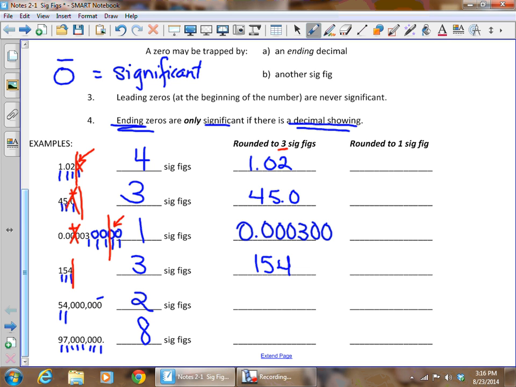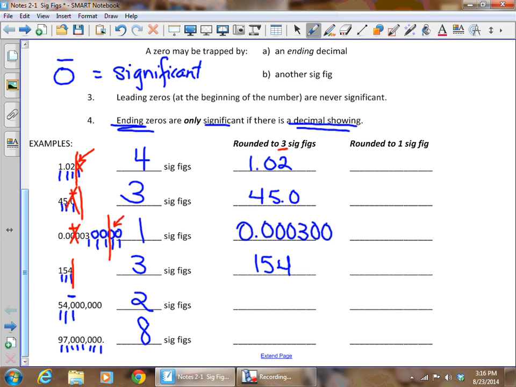Because think about it. If I make this 0 at the end significant by putting a bar over it, what did I just do to all those zeros in between? Well, since they're now surrounded by a sig fig, I just trapped them all. So I turned all of those zeros into sig figs. So I can't put the bar over the 0 there. Where would be the logical place to put the bar? Right here. If I put the bar over this 0, it turned this one into a sig fig.